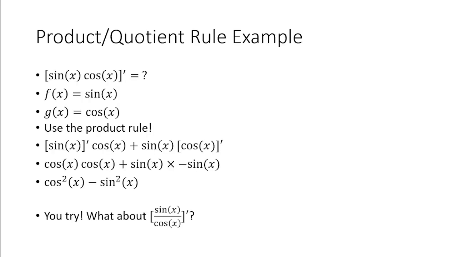Let's work with the product rule first. What is the derivative of sine x times cosine x? Well, let's identify the functions. f of x equals sine x, g of x equals cosine x. We can clearly see that we're trying to take the derivative of fg. So we use the product rule, we plug it in, and we will use the funky derivatives as needed. Therefore, the final answer is cosine squared x minus sine squared x. Pretty complicated, but we'll get the hang of it.